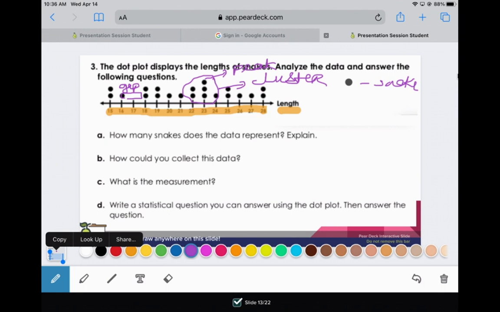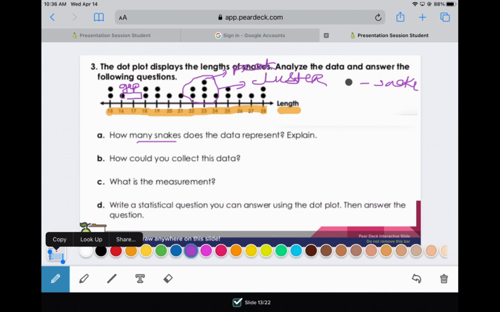So I'm going to ask you to answer this question. How many snakes does the data represent? And how do you know? What will you do? I haven't gone over it, but if I tell you a dot represents a snake, and the number on the bottom tells you how long a snake is, and I'm asking you the question, how many snakes? What will you do to find the snakes in this data? What will you do?